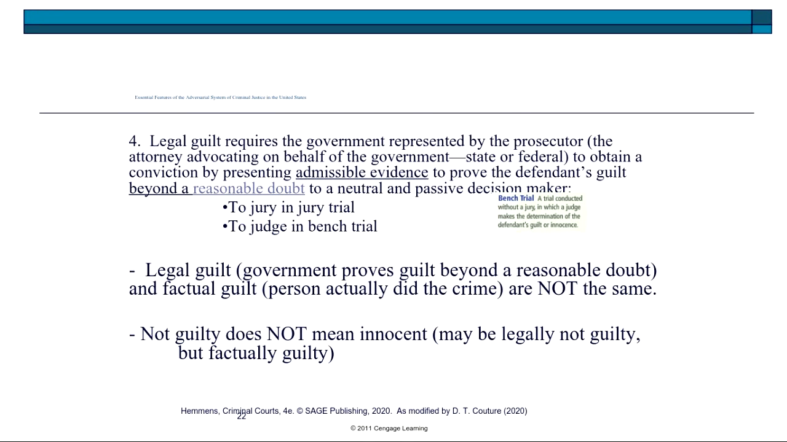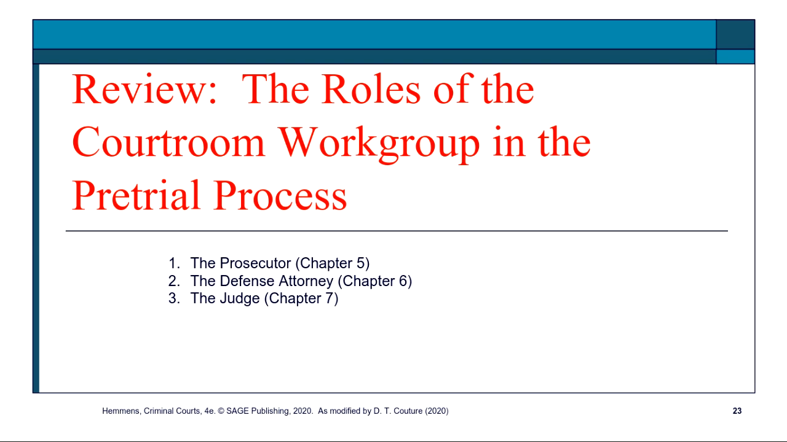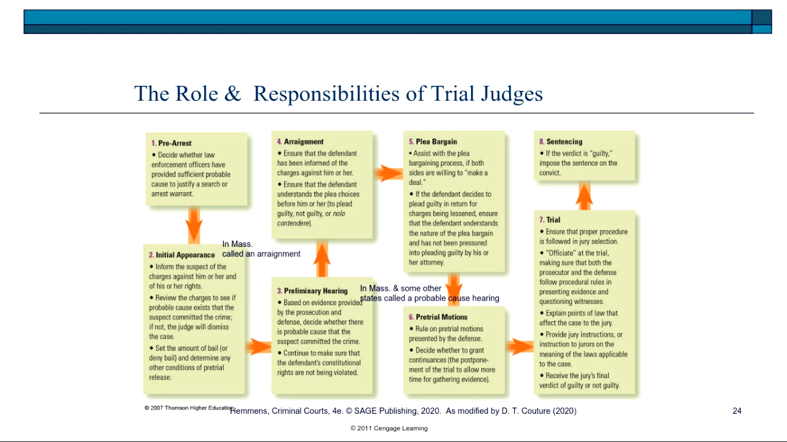Moving? All right. So we have the prosecutor, the defense attorney, the judge. They have different roles and responsibilities. And the pretrial and pre-arrest, the judge is involved with or could be involved in determining whether or not to issue a search warrant or an arrest warrant. At that initial appearance, what we call an arraignment, the judge presides over those proceedings. If the case is in a state that does not have a grand jury requirement, the judge presides over a preliminary hearing, or what we call a probable cause hearing in Massachusetts.